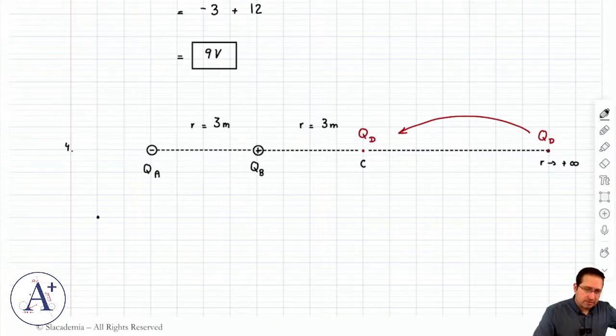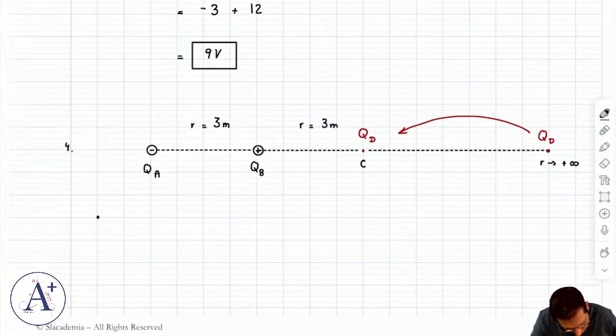These types of questions are great questions, and they're very common. You have to be careful with them, because when you're asked to find the work, sometimes you're asked to find the work done by the electric force. Sometimes you're asked to find the work done by the person or the operator. And so you have to be careful.